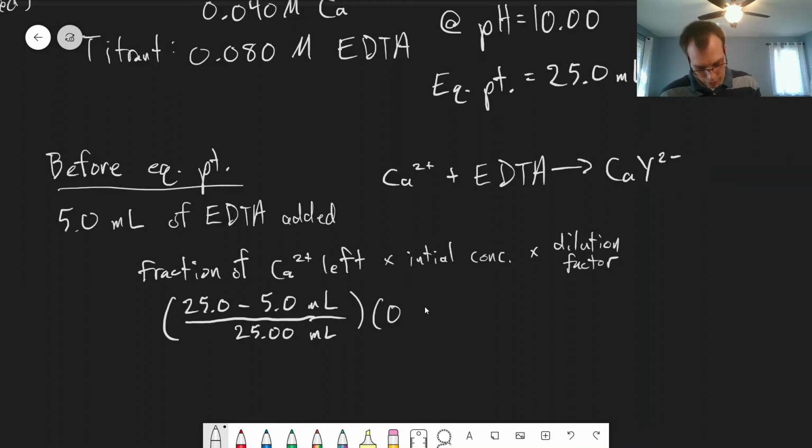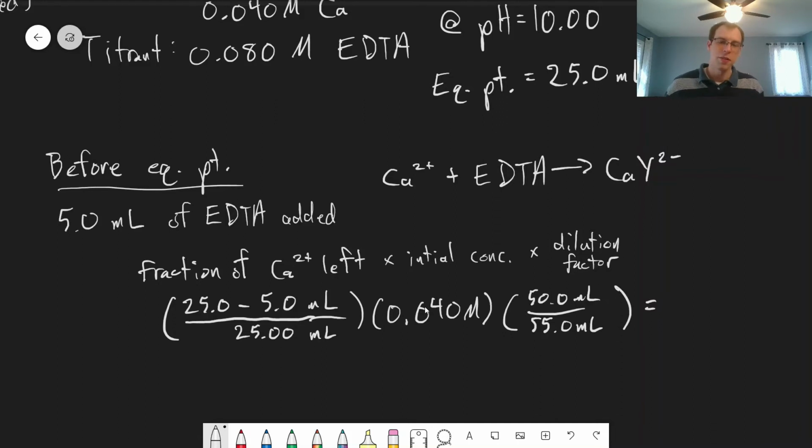Our initial concentration of calcium was 0.040 molar. And the dilution factor is we started with 50 milliliters. We've added another 5 milliliters, so we're at 55 milliliters. All right, so this is just a few steps all wrapped up in one. You can do it step by step if that's easier for you to remember conceptually what's happening. But this is one equation, you can get all of it all at once. So 0.0291 molar is the value here.